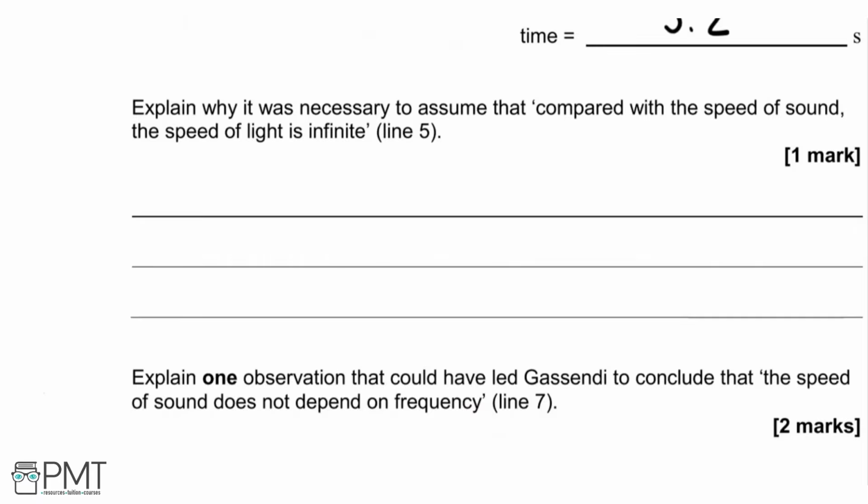So the light and the sound are emitted at the same time. They both reach the observer, but we want that time difference to be just the time taken for the sound. So we would need to assume that the speed of light is infinite, i.e. it doesn't take any time to reach the observer, because if something travels at infinite speed, then for any distance, it will travel there in 0 time, which is technically impossible, but by comparison to the speed of sound, we can treat it as infinite.